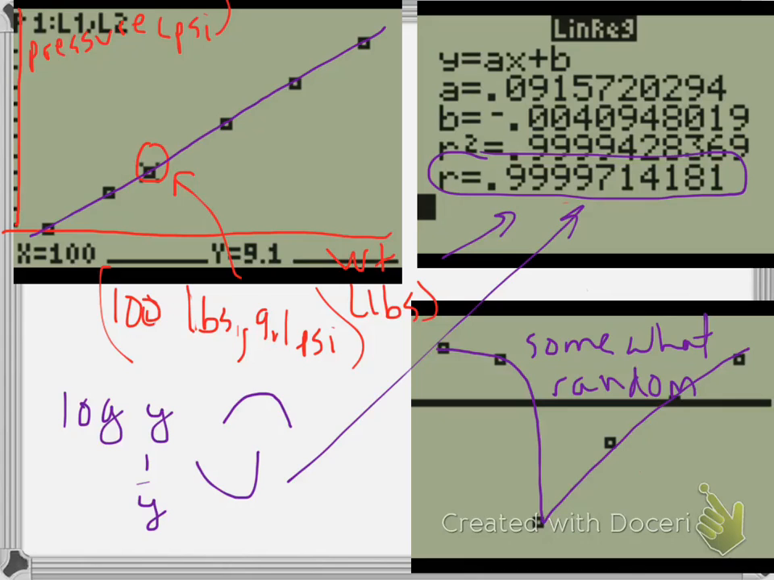So remember the residual plot. There's like the x-axis units. There's your weight in pounds, and then the y-axis is your errors, your residuals, and those are the same units as pounds per square inch in this case. So we've got a model there.